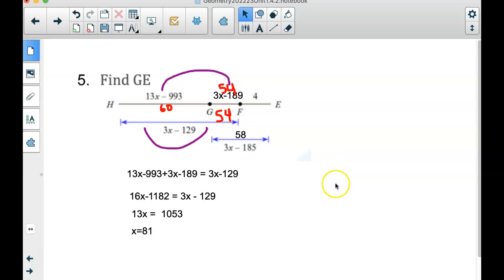Okay, so we got it. All right, x equals 81. When we plug it in, it works. Okay. So, GE. What do we want? Oh, we want GE. Oops. So we have 60 plus 58. What's 60 plus 58? 60 plus 58 is equal to 118. Duh, I should have just added 4. Okay. So, GE. Oh, no, GE's 58.